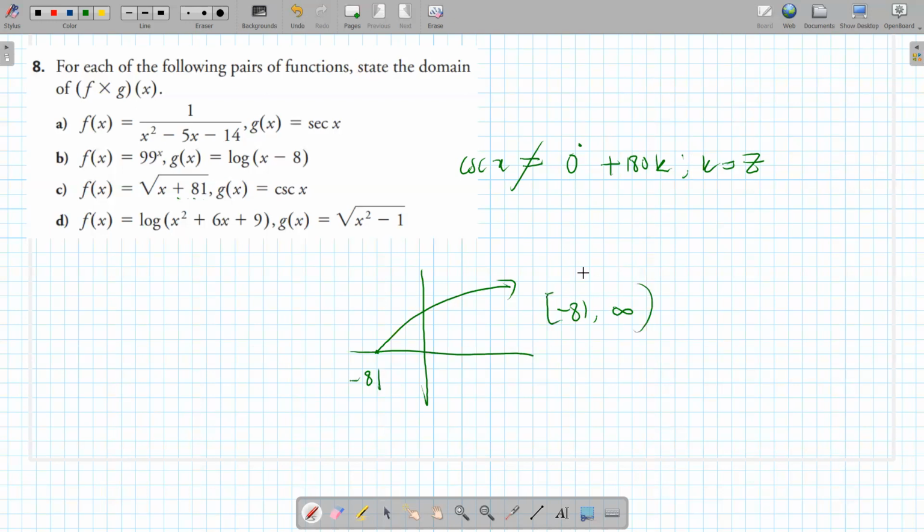This one's going to be slightly tricky. It'll be -81, okay? That's where it's going to start because this one can go all the way to -infinity, but we're restricted at -81. It's going to be -81 to positive infinity, except it cannot be anything that's a multiple of 180, okay? That'll be the lowest common denominator.